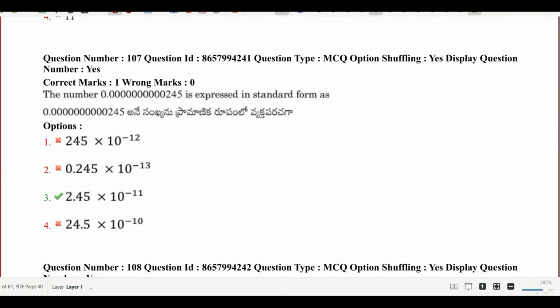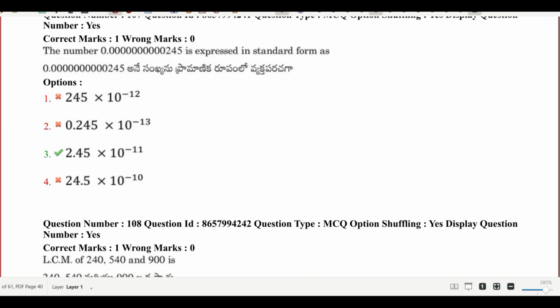Okay, now let us see the next question. We have been given a number in decimal form and we are asked to write this in standard form. Firstly, what does standard form mean? Writing a number in the form of m into 10 to the power of n, where m lies between 0 and 10, and n is any integer. Expressing a number in this form is known as standard form.